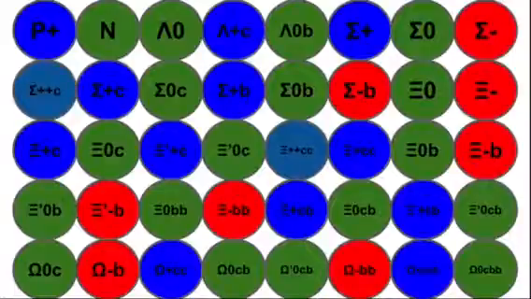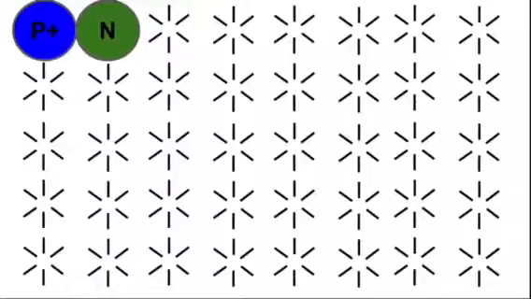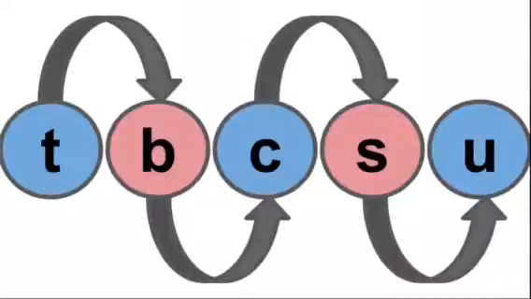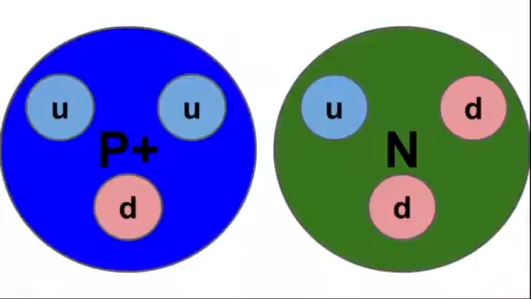All of them, except protons and neutrons, decay in less than a second, though. The reason they decay is because the quarks in them decay. Top quarks decay into bottom quarks, which decay into charm quarks, which decay into strange quarks, and strange quarks decay into up quarks. Each decay happens in less than a millisecond.